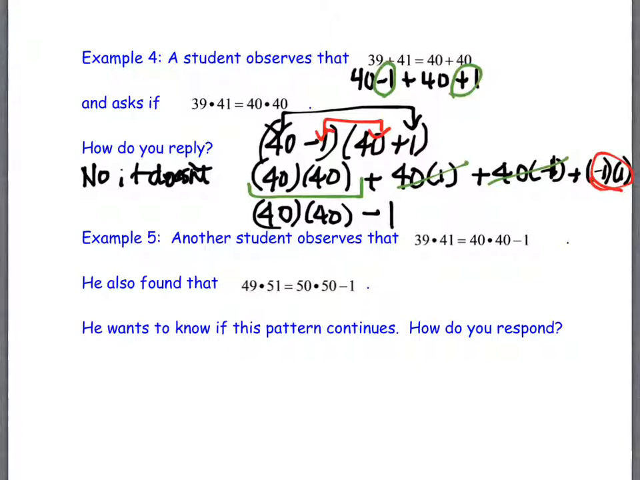Any questions on that one? All right, one more on this slide. Very similar idea, and it carries on with what we were talking about. It says, another student then observes that when you multiply 39 times 41, you get 40 times 40 minus 1, like we just observed ourselves, right?